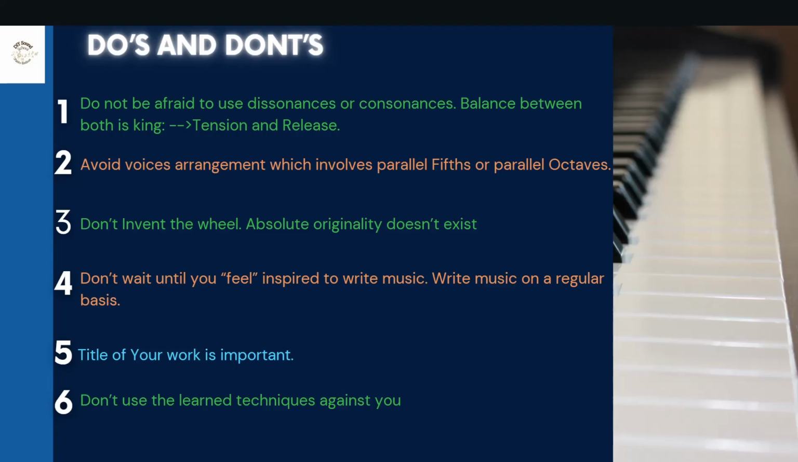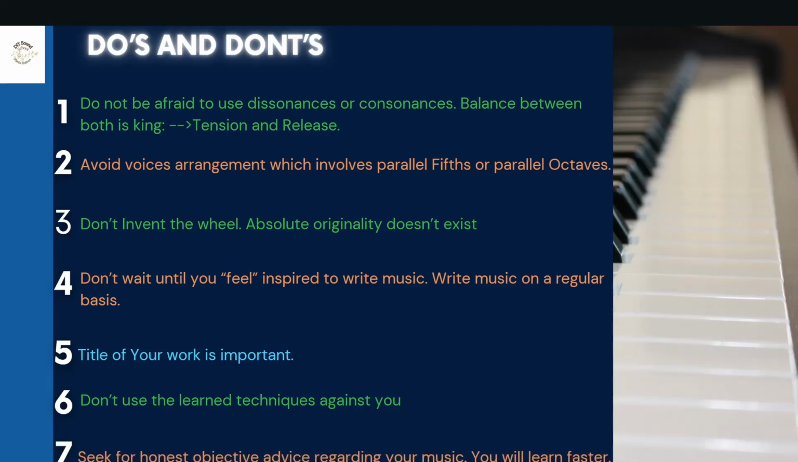So my advice to you is, use your technique to enhance and take advantage of what you've learned throughout the years to make your composition richer and better. But do not use that as a barrier or a stop sign for you to compose music.